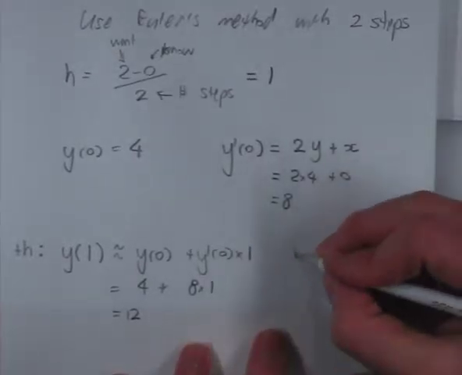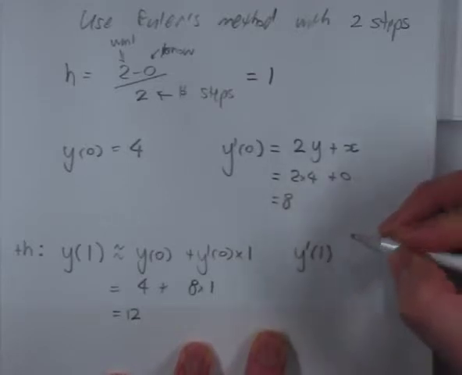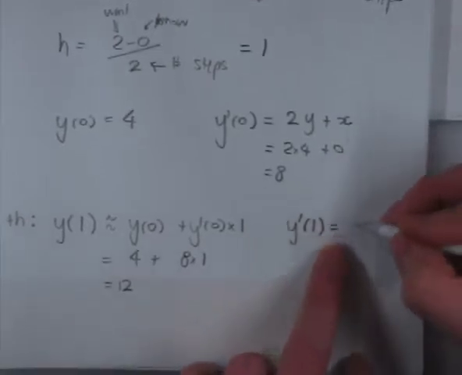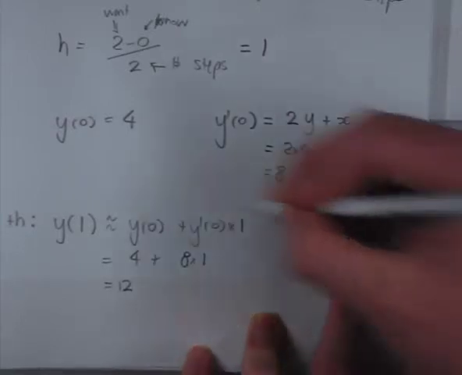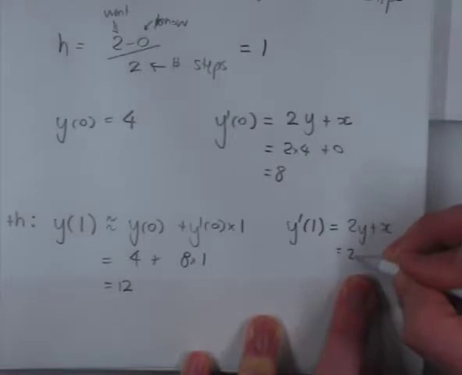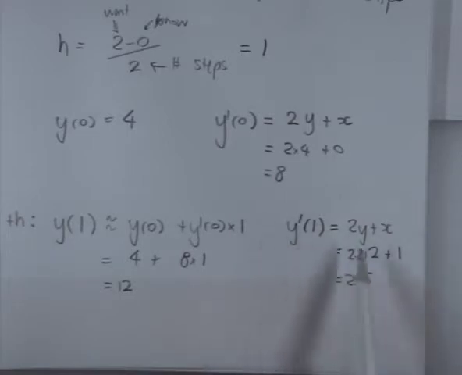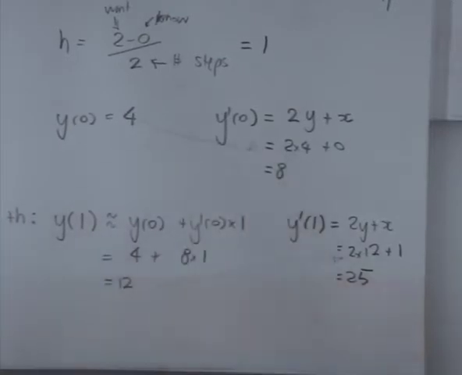Okay, but before I move on, I'm going to need to know what y dashed of 1 is, because I'm going to need it to figure out what y of 2 is. So, according to this, this is 2y plus x, right? And according to this, y, when x is 1, is 12. And x is 1. So I get 25. So to get y dashed of 1, I use the value that I just found for y. So this went in there. And note that this went in there as well.